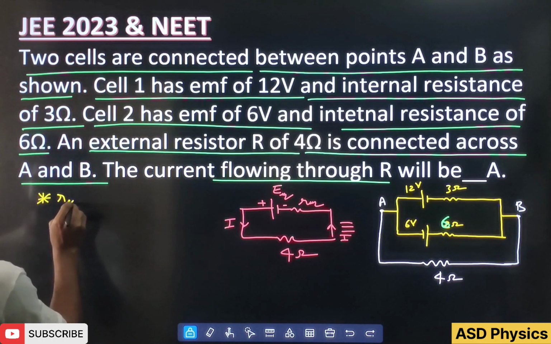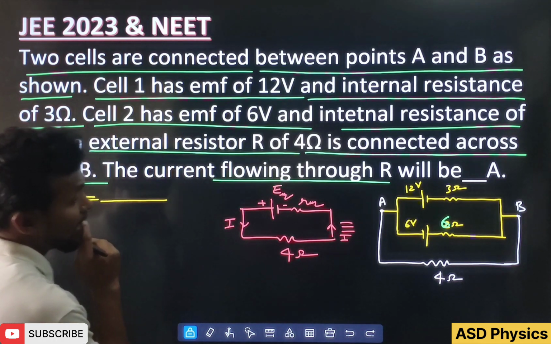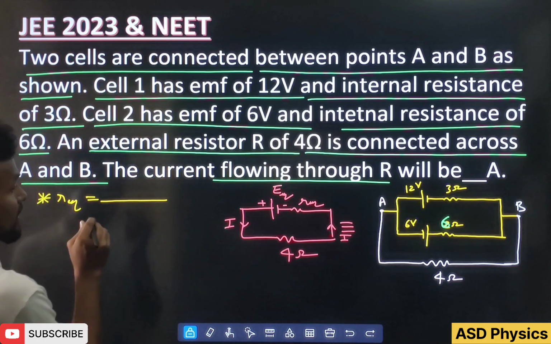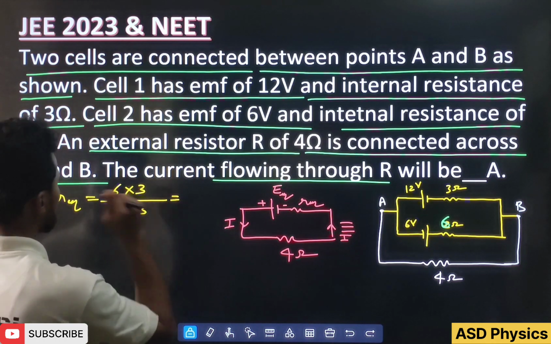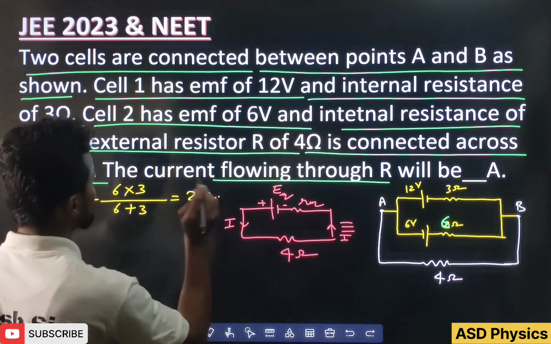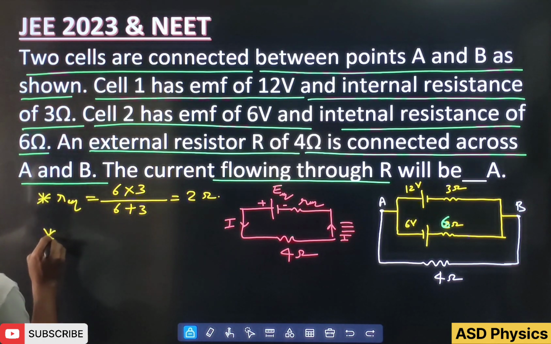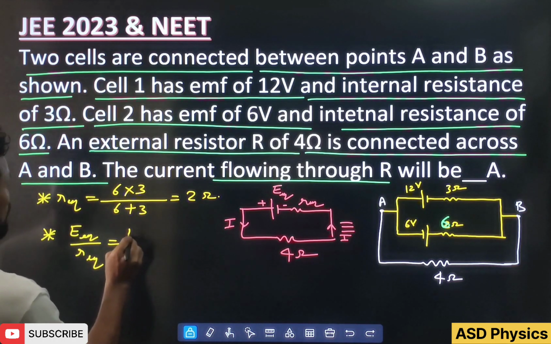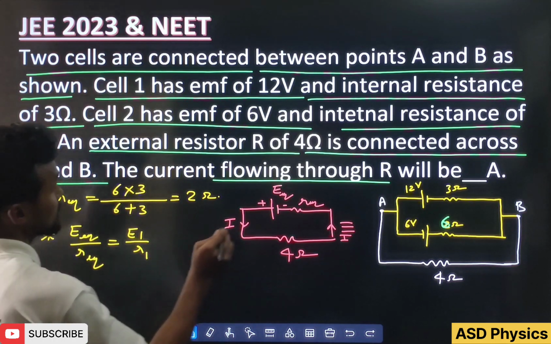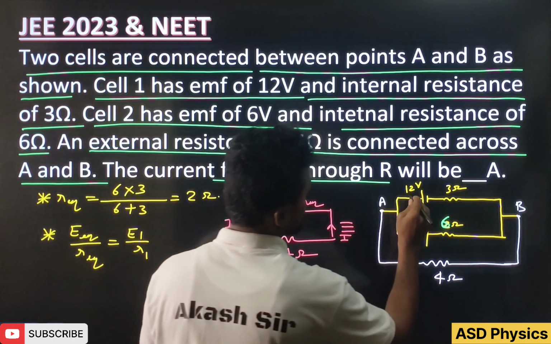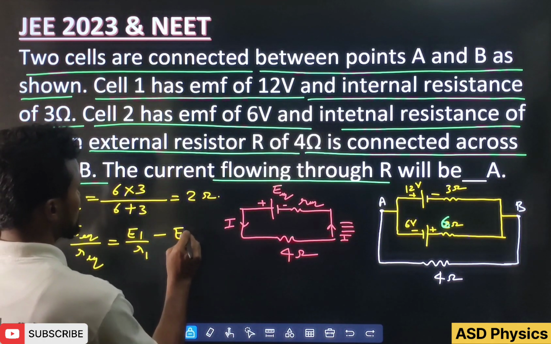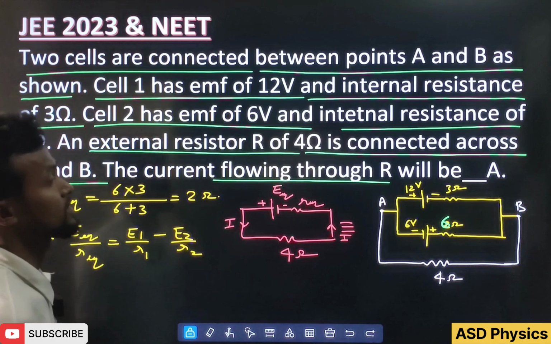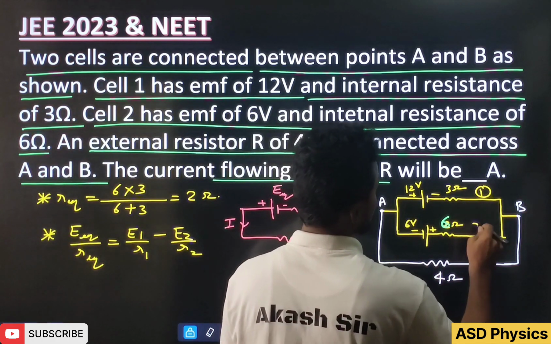So first let me write here the R equivalent. R equivalent we can calculate very easily. R1 R2 by R1 plus R2. So we can write here 6 into 3 by 6 plus 3. So 18 by 9, that means 2 ohm. Very easy. After that, here the formula E equivalent by R equivalent is equal to E1 by R1, here plus, here minus. But here minus, here plus. This is opposing polarity. That means minus E2 by R2. I have taken cell 1 and this is the cell 2.